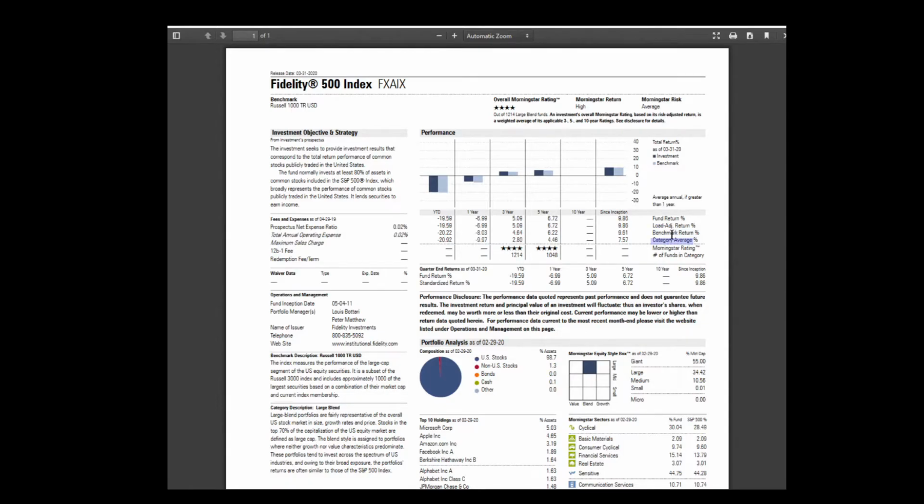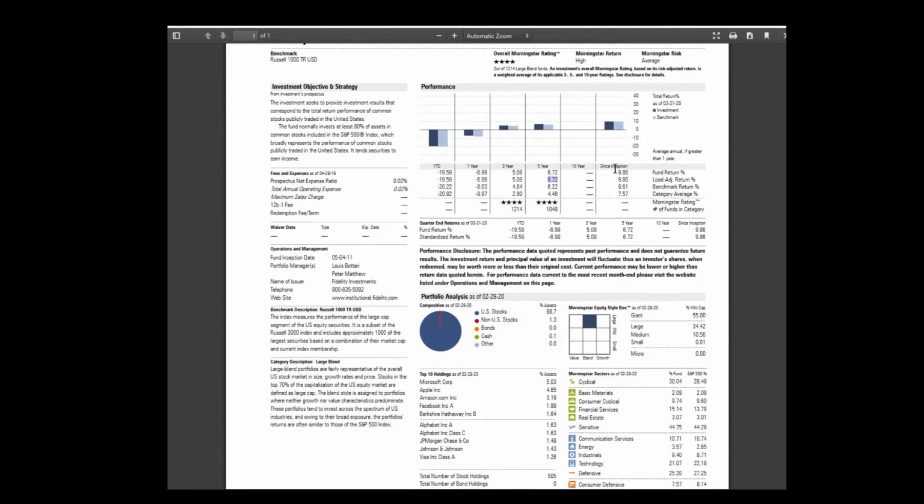Category average. So for this category of mutual funds, here's what the category as a whole did. The category returned 4.46%, but they returned 6.72. So this is really a top performer because they did a lot better than the category average.